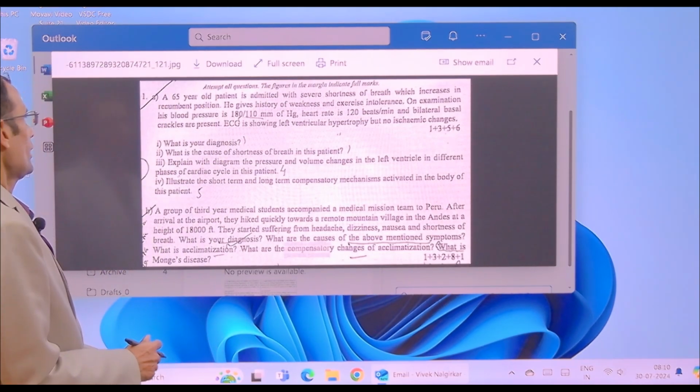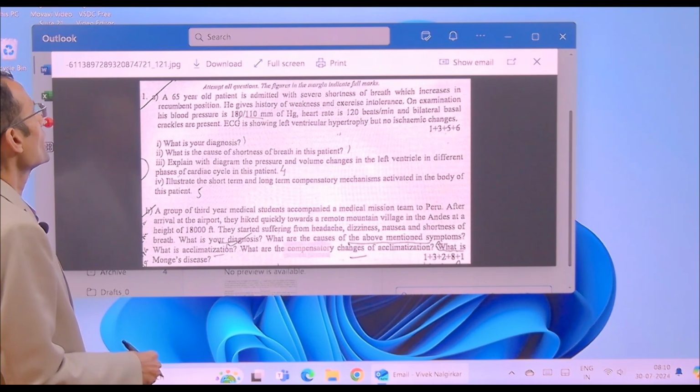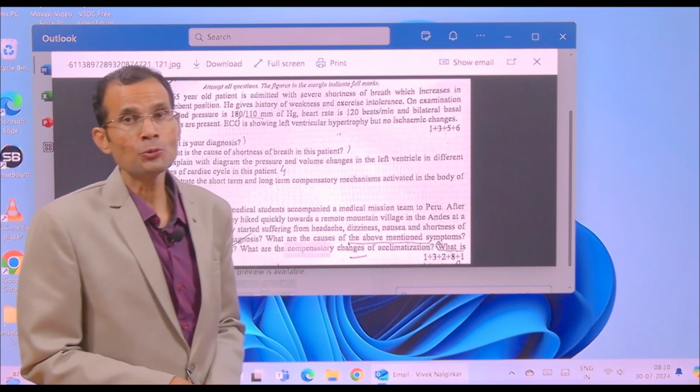Okay. We have two questions here, clinical questions. A 65-year-old patient is admitted with severe shortness of breath, which increases in recumbent posture. Now this is new.